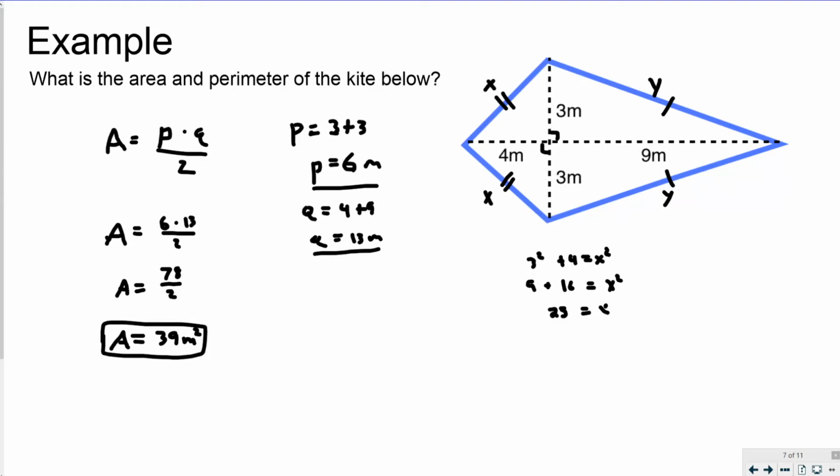25 equals x squared. So you take the square root of both sides. X is going to be equal to 5 meters. So I can put a 5 here and a 5 up here. But what I need to do now is do the Pythagorean theorem to find y. So it's going to be 3 squared plus 9 squared equals y squared.